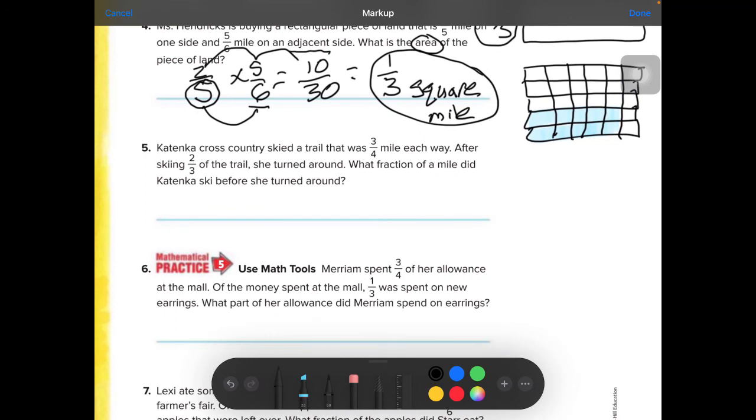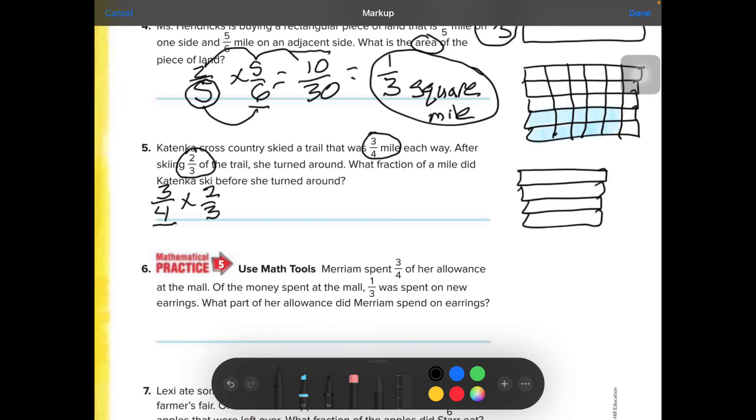Okay, number 5. Kenta cross-country skied a trail that was 3/4 of a mile each way. After skiing 2/3 of the trail, she turned around. What fraction of the mile did Kenta ski before she turned around? Okay, they're trying to get you to just find a multiplication problem. So we have 3/4 times 2/3. Now remember, this first number is how many rows we have for our model. 1, 2, 3, 4. This next number tells us how many columns. So I'm going to divide this into thirds. There we go.